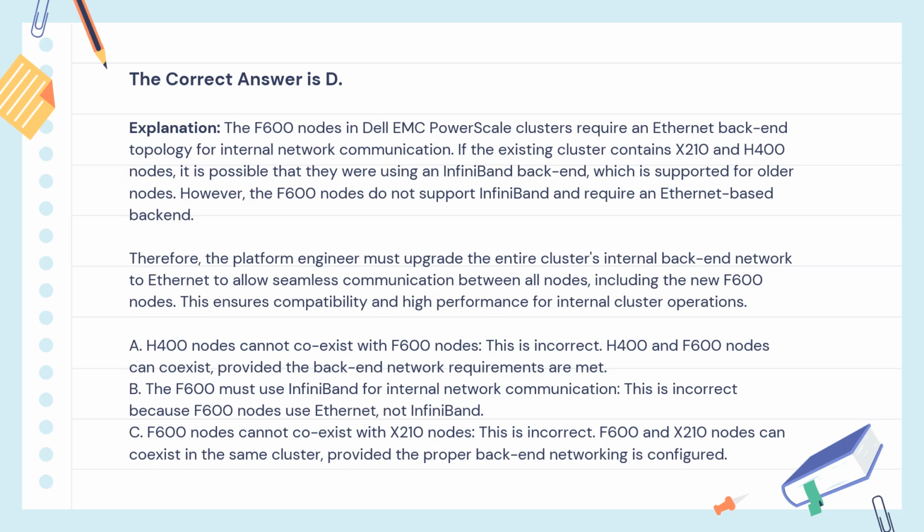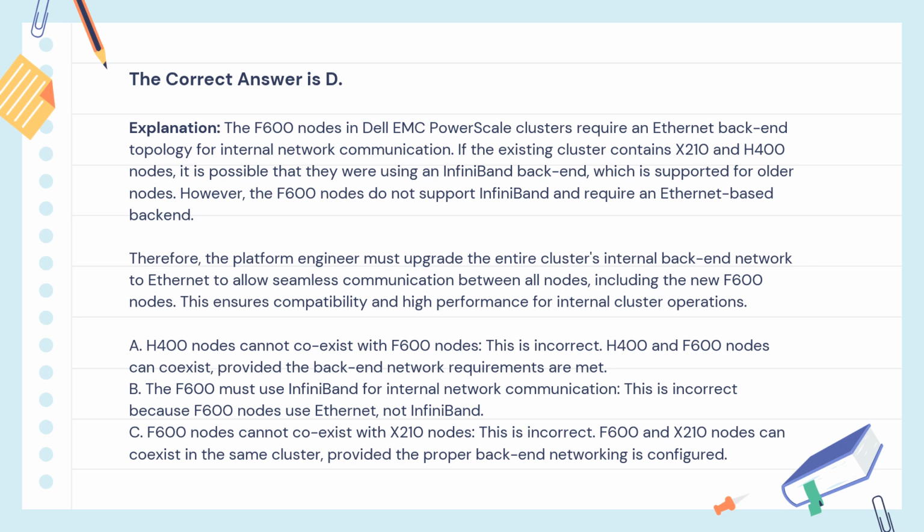The correct answer is D. Because the F600 nodes in Dell EMC PowerScale clusters require an Ethernet back-end topology for internal network communication. If the existing cluster contains X210 and H400 nodes, it is possible that they were using an InfiniBand back-end, which is supported for older nodes. However, the F600 nodes do not support InfiniBand and require an Ethernet-based back end.